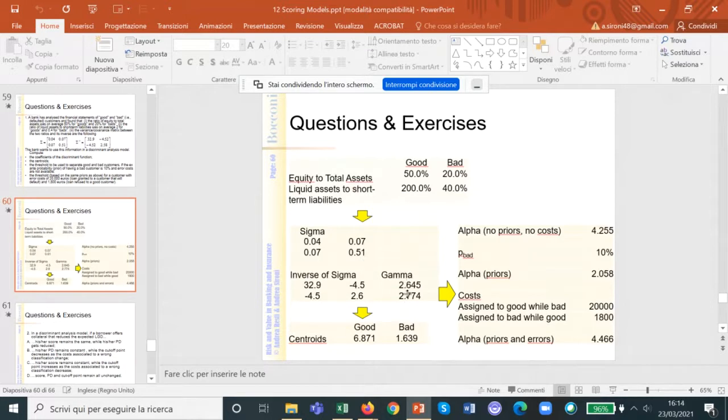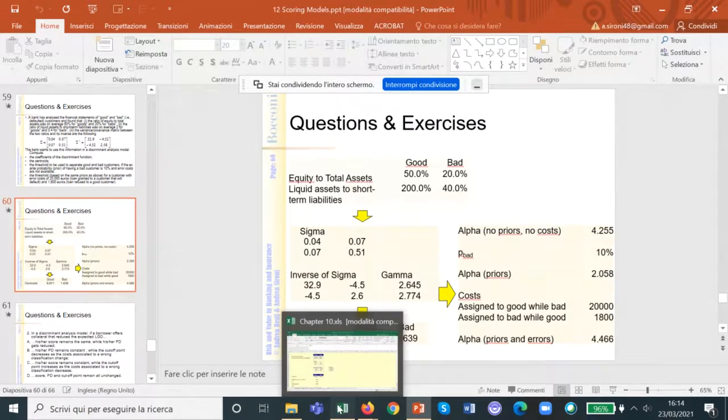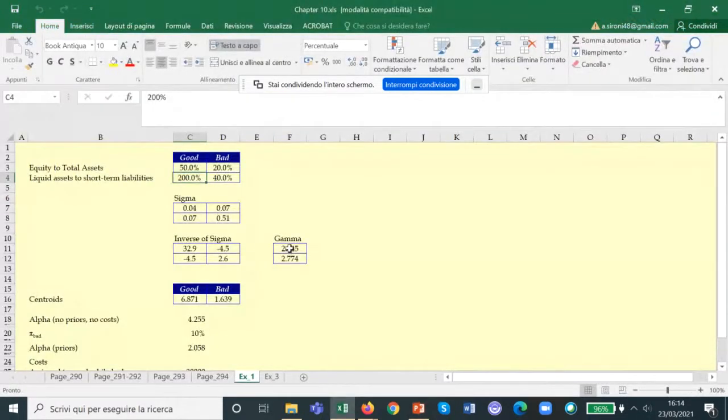Here are the two coefficients, the two weights, the gamma function, okay, the discriminant function. These are computed following the equation that we saw before, and you see here, these in the Excel file are the two gammas. It's the product of the inverse of the variance covariance matrix and the difference between the two vectors of good and bad.